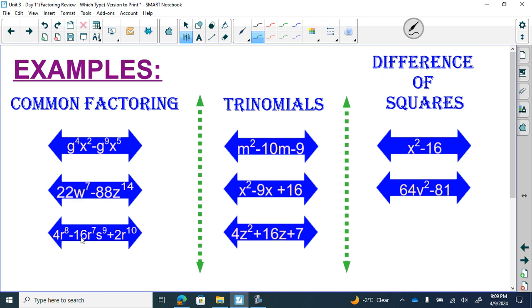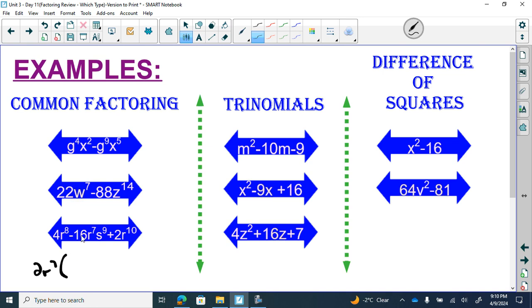4r to the 8th minus 16r to the 7th s to the 9th plus 2r to the 10th. 4, negative 16, and 2 are all divisible by 2. And these 3 terms all have an r: r to the 8th, r to the 7th, and r to the 10th. So I would actually take out a 2r to the 7th. Then I would open a bracket.